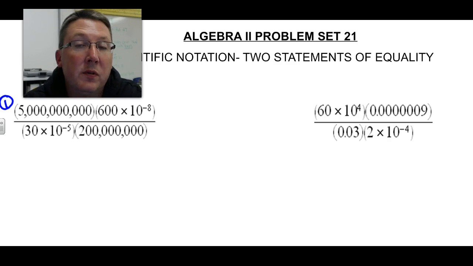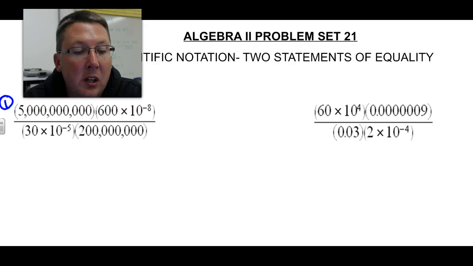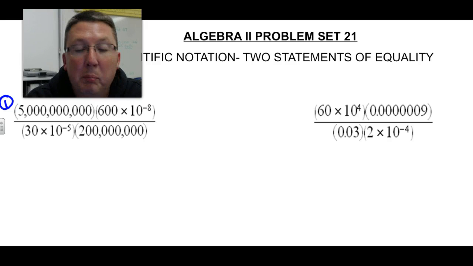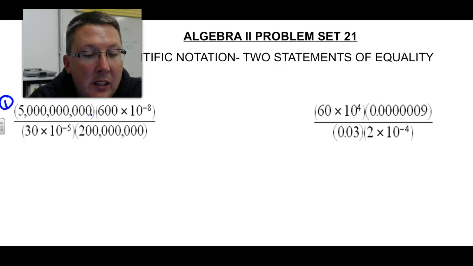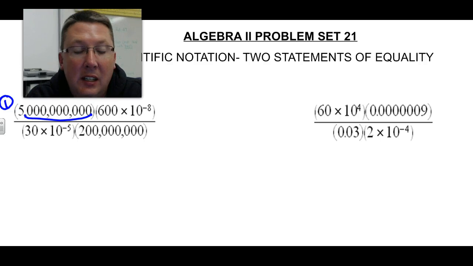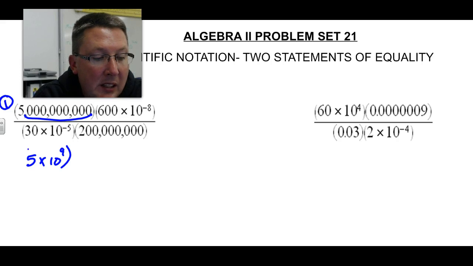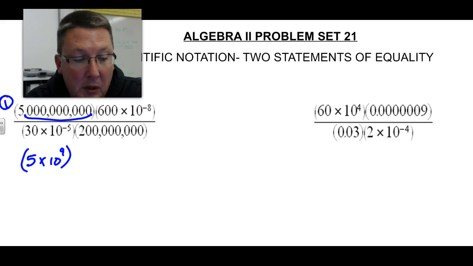What we're going to do here is first, each part of this problem needs to be written in proper scientific notation. So to start, this 5 billion, I need to put that in scientific notation. Recall, right now the decimal point is there. I need to move it way over here between the 5 and the 0. So when I put that in scientific notation, that becomes 5 times 10 to the 9th power. Now remember, that's a positive 9 because that is a very large number.